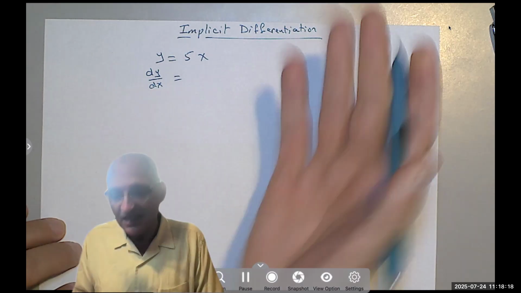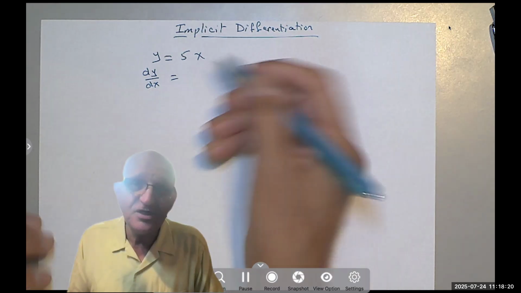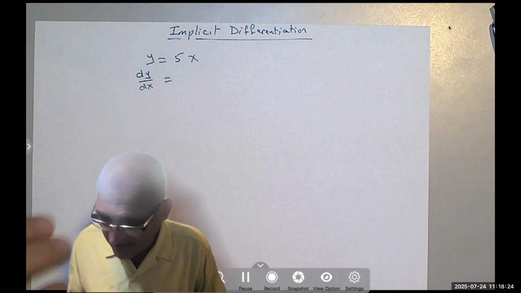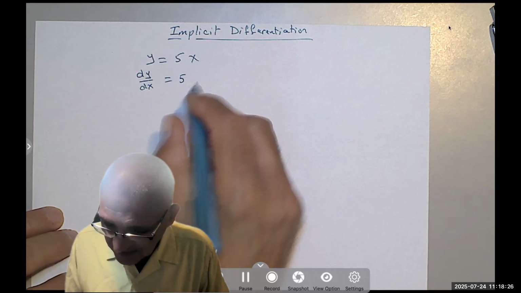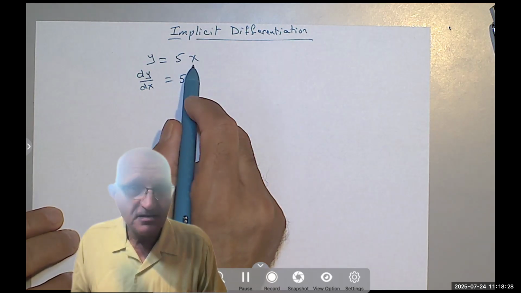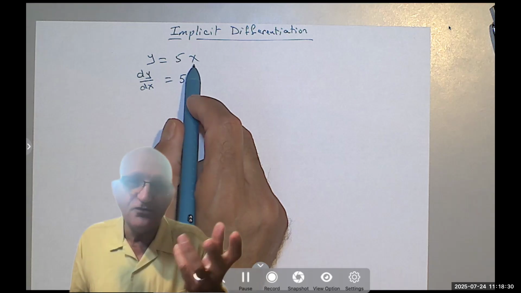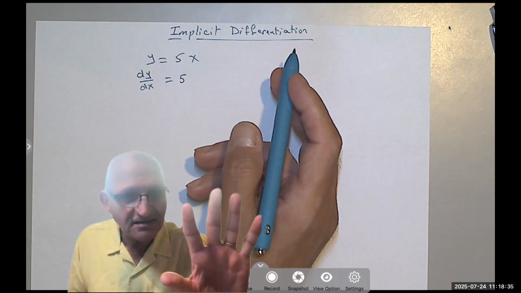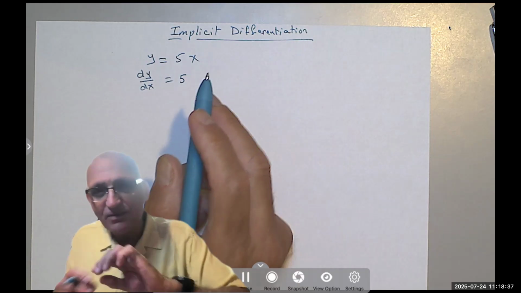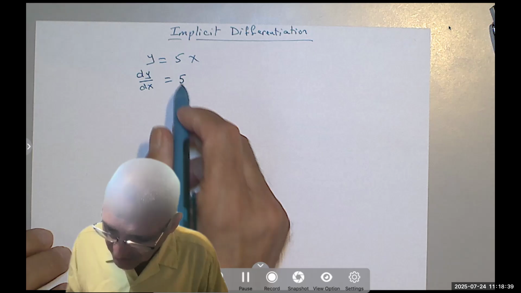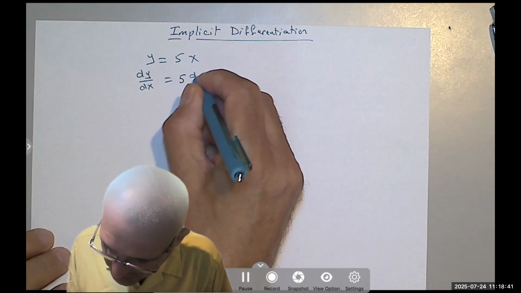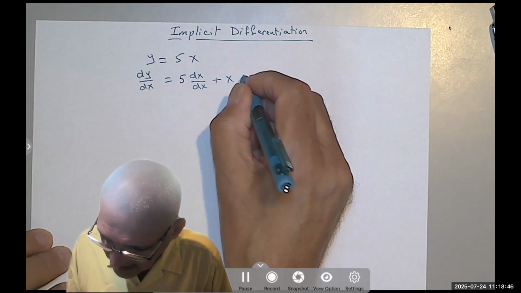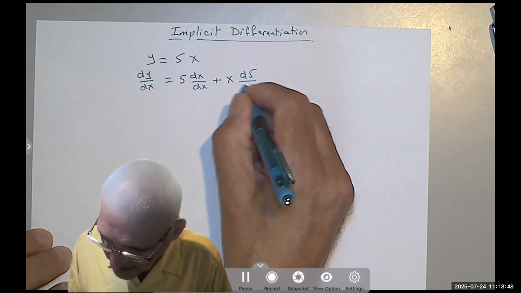On the right-hand side, 5 is a constant. In fact, you can even go to the degree of saying it's 5 times x, a product, right? But it's not a product of two functions. It's a constant, which we know its derivative is zero. But let's take it to the very basics. I'm going to say 5 times the change in x with respect to x plus x times the change of 5 with respect to x.